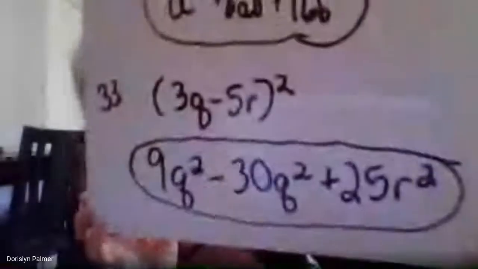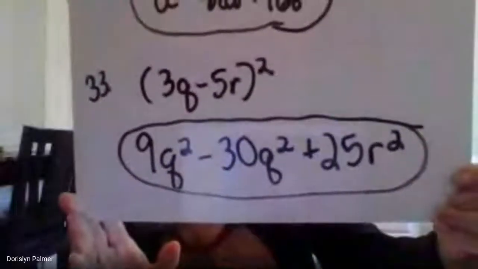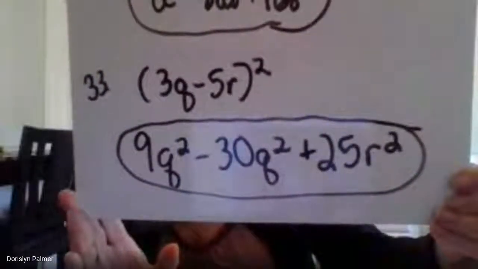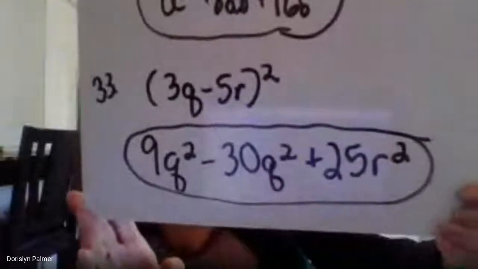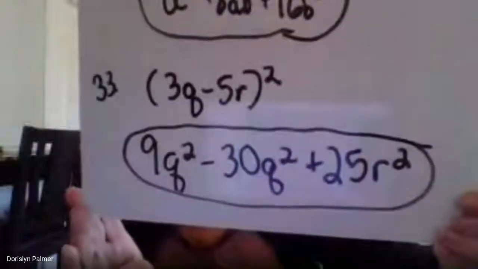I said 9q squared minus 30qr minus 25r squared. Okay, the only thing I would change with that is your last term will be plus 25r squared. But all the rest of the numbers were good. 9q squared minus 30qr plus 25r squared. Good work.